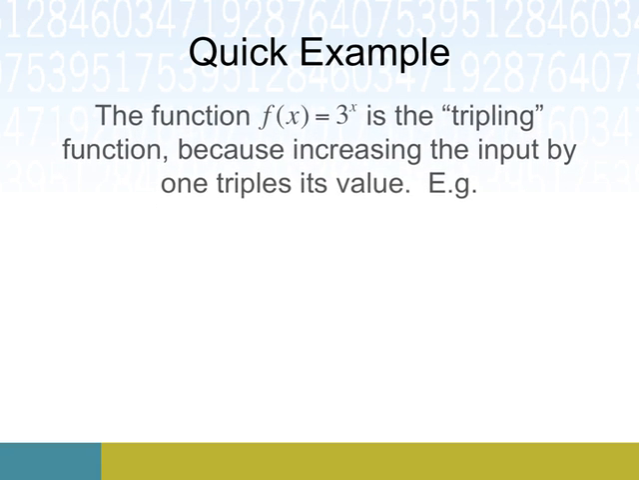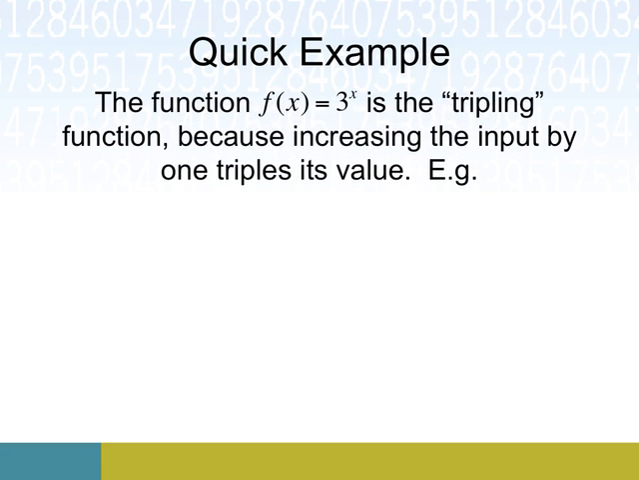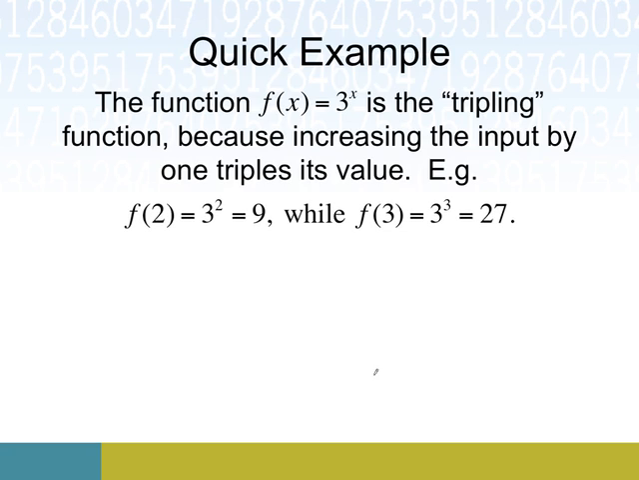Okay, so just a quick example to get us in the ballpark. 3 to the x is sometimes called the tripling function, and that's because if x goes up by 1, then the y values get 3 times as big. So just for example, if we take inputs of 2 and 3, and we put them into this function, remember we're replacing the exponent with our input. So 3 to the second is 9.